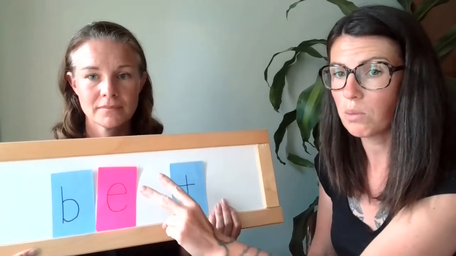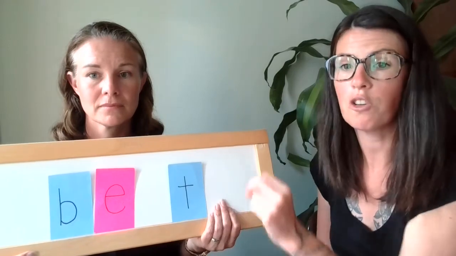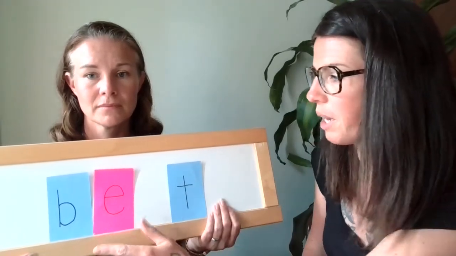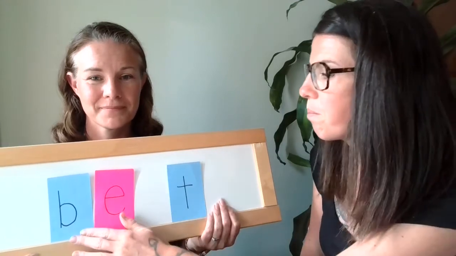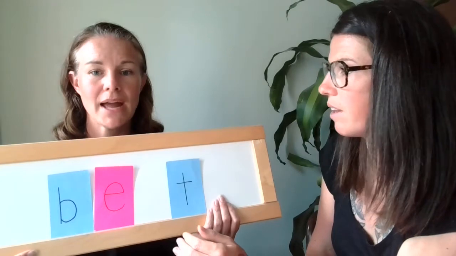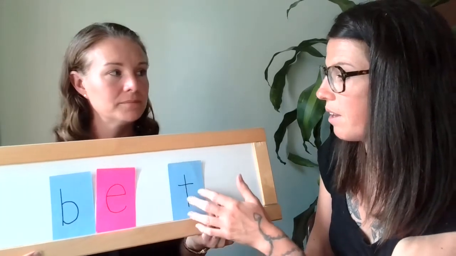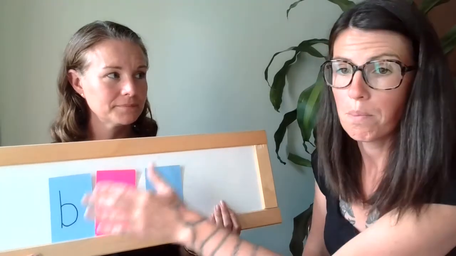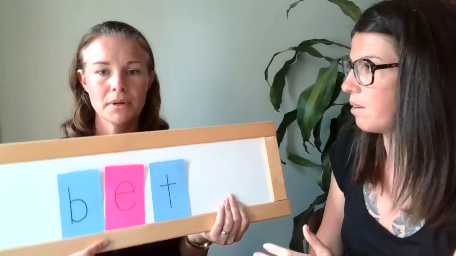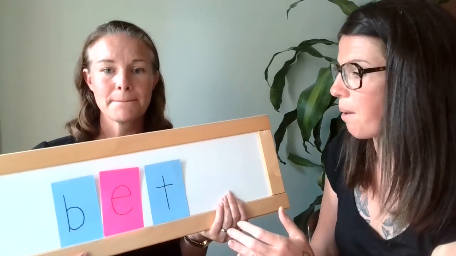And again, if she were having difficulty and couldn't put that T on, I would go back to the two sounds. I may also model this process for her. So I may initially say, okay, Kim, let's do this together. B, E, be. Now I'm going to add the T on. B, E, T, bet.